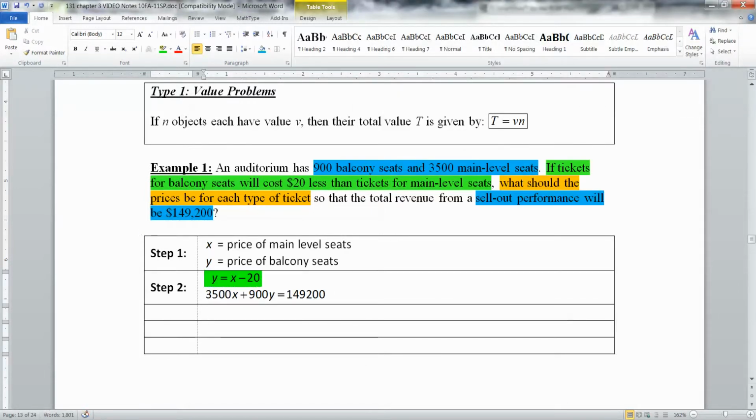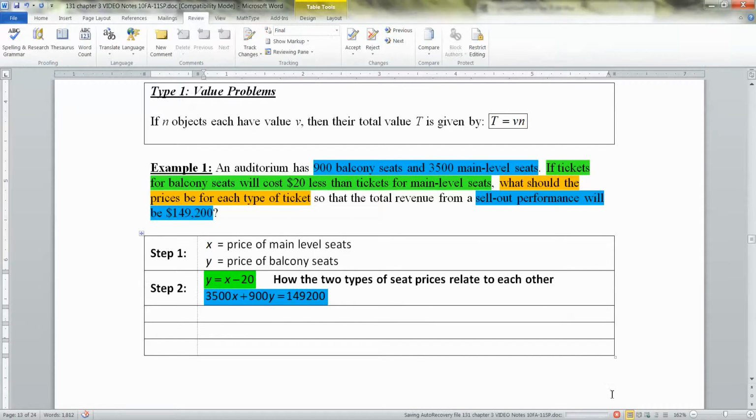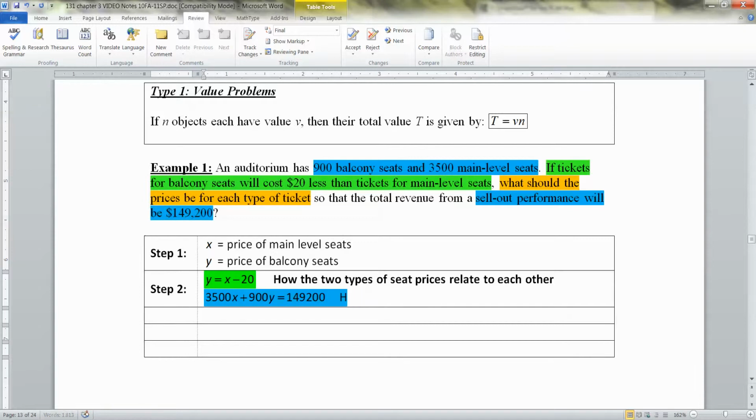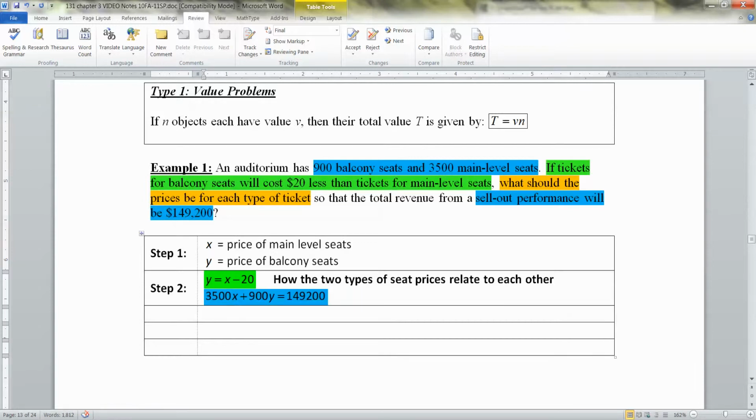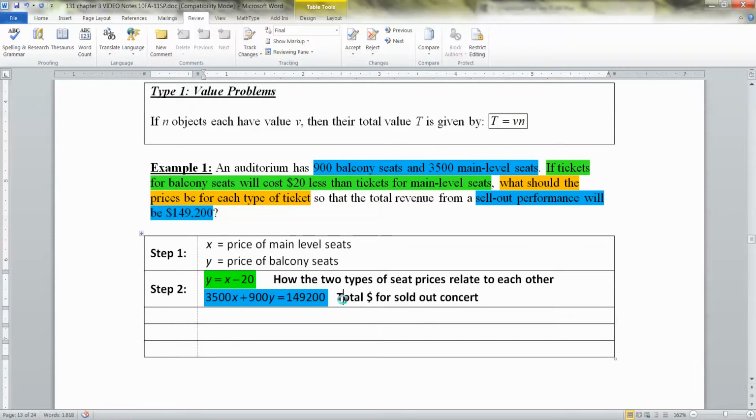So this one's setting up a direct money equation, and the other one's setting up more of a grand total of money. Here, let me label them for you. So the green one's more how the two types of seat prices relate to each other. And then the second one is the total money for a sold out concert, right? So there are two different kinds of things going on here.